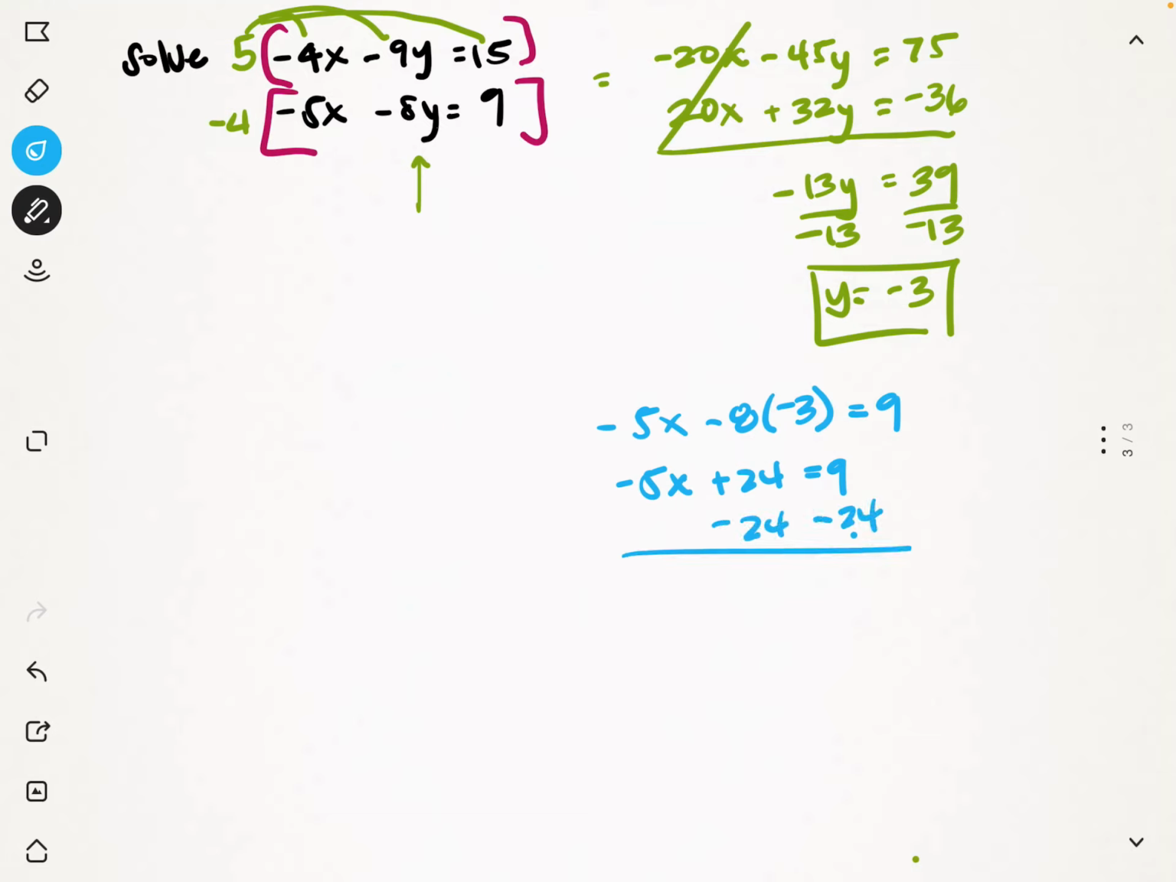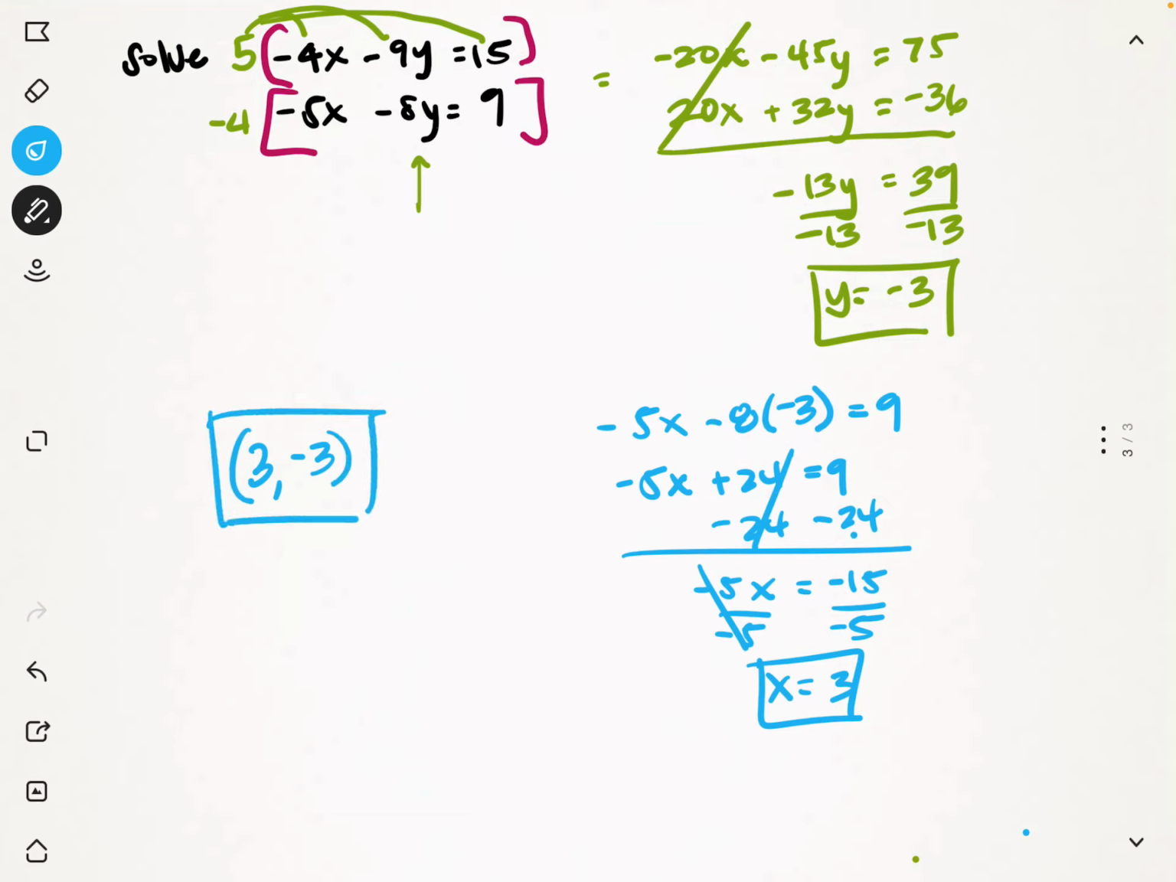Now we're at a two-step. I'm going to subtract 24. 9 minus 24 is negative 15. And then we divide by our negative 5, so then x is equal to positive 3. So our solution is 3 and negative 3.